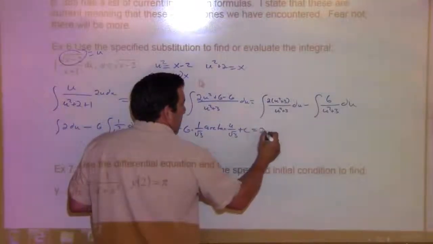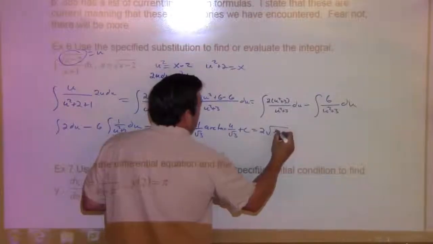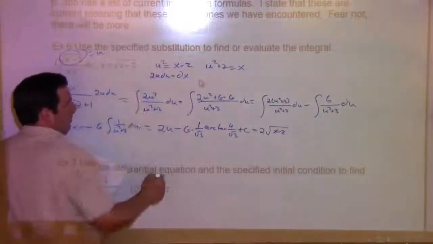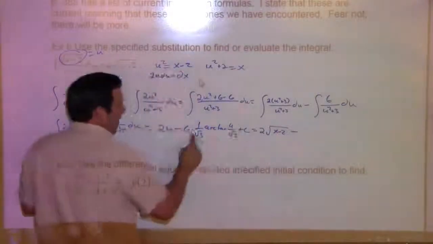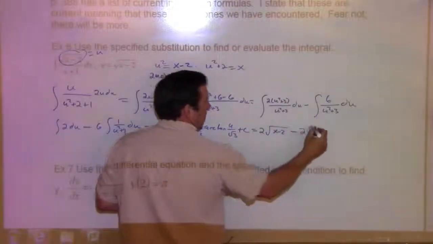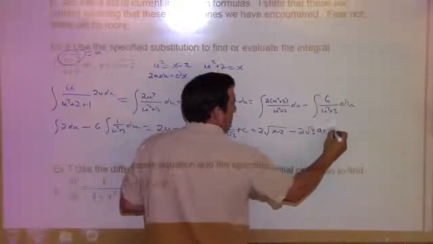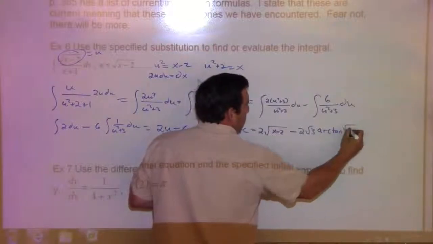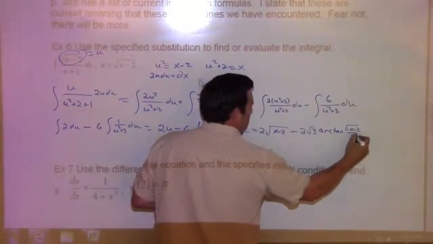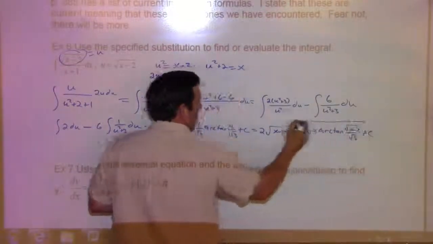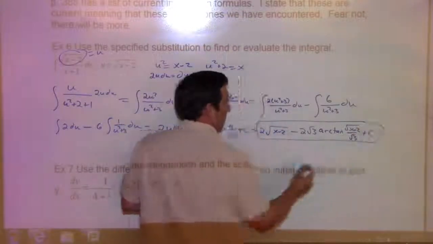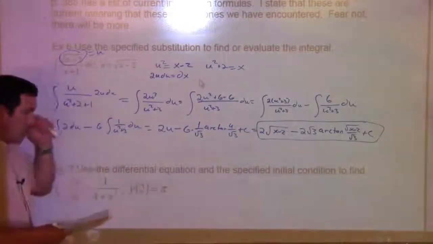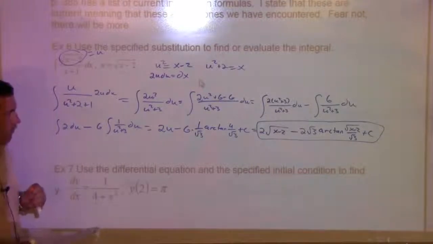This becomes 2 times the square root of x minus 2 from here, minus, now 6 divided by the square root of 3 is 2 times the square root of 3 arctangent of the square root of x minus 2 over square root of 3 plus c. And that's the end of that problem.